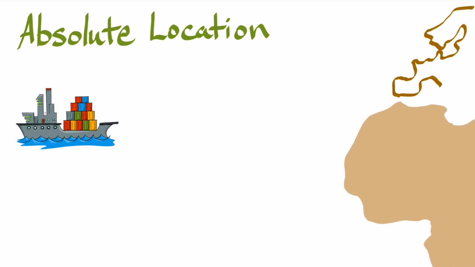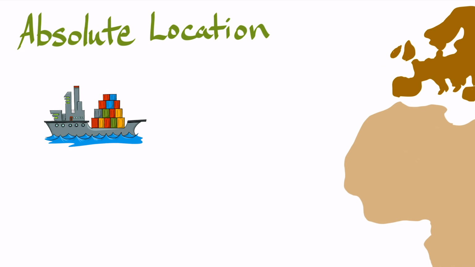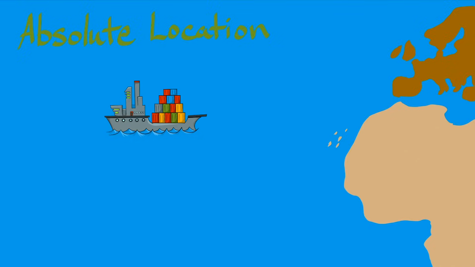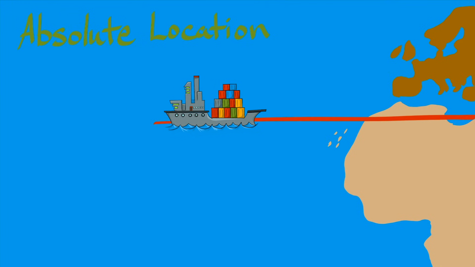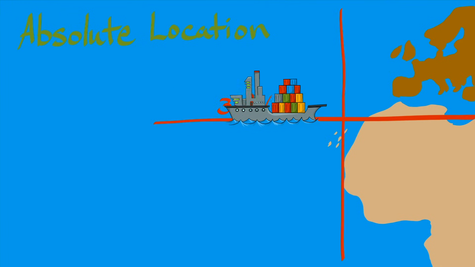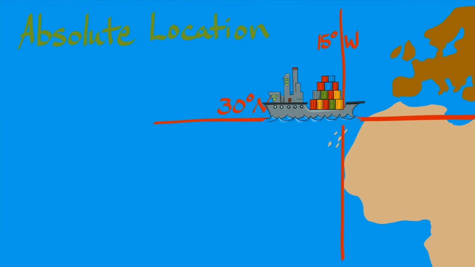For example, a boat is trying to find its way to the Canary Islands off the coast of Africa. The boat is 30 degrees north and 15 degrees west. By looking at those coordinates, you can see the boat is close, but it's not quite there. Giving the exact coordinates of the Canary Islands can get you to where you're going. This is an absolute location.